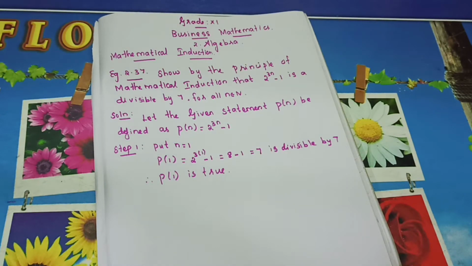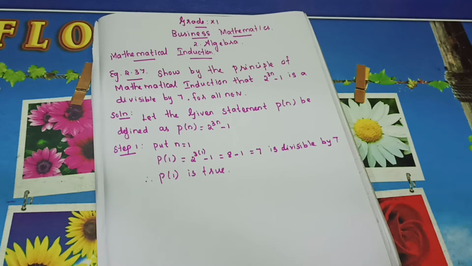Understand? So first you need to assume the given statement as P of n. In the previous problems, LHS and RHS we will prove. But here, 2 power 3n minus 1 is divisible by 7 you need to prove. For that, if we substitute n equal to 1, we get the value as 7. So whether 7 is divisible by 7? Yes. So P of 1, when you are substituting n as 1, we got the number that is divisible by 7. So we will say P of 1 is true.